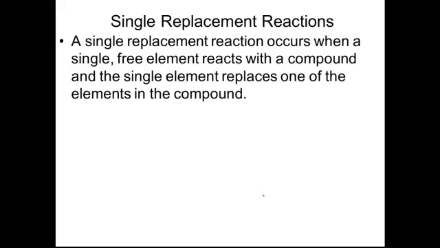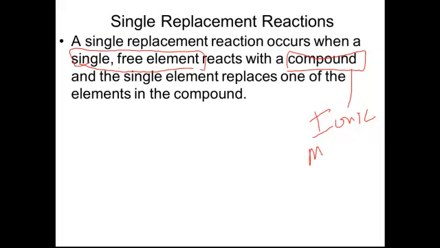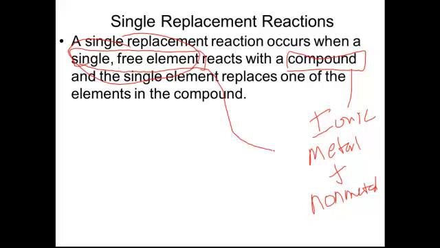So let's start with our very first one, a single replacement reaction. In a single replacement reaction, a single free element, that's the key there, is knowing that we're talking about an element that's by itself, reacts with a compound. So again, in this case, usually that's an ionic compound. So you've got a metal plus a nonmetal. And what that single element does is it replaces one of the elements in that compound.